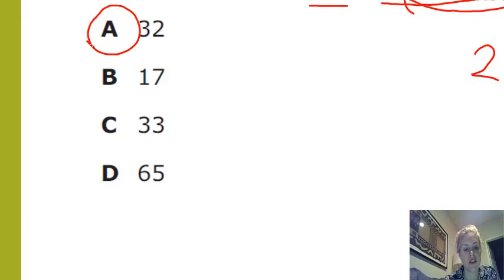Look how they tried to trick you. B was the remainder, but we don't want the leftovers. They also tried to trick you with 33, because if this was a rocket ship problem, you would have added 1 to the remainder, but it's not. The correct answer is A.